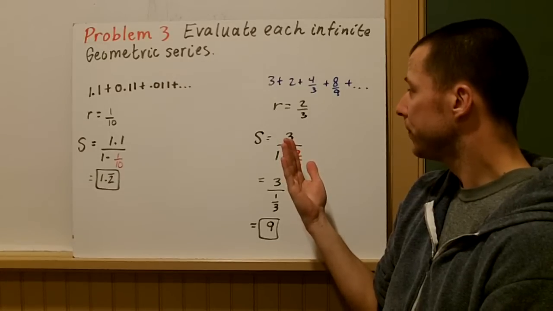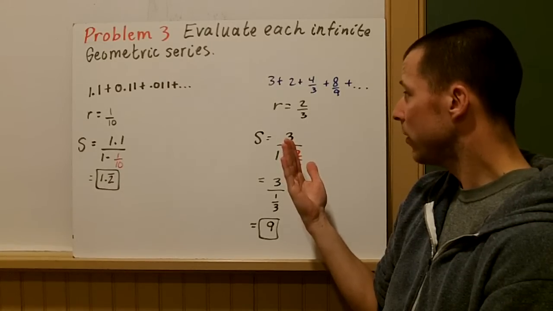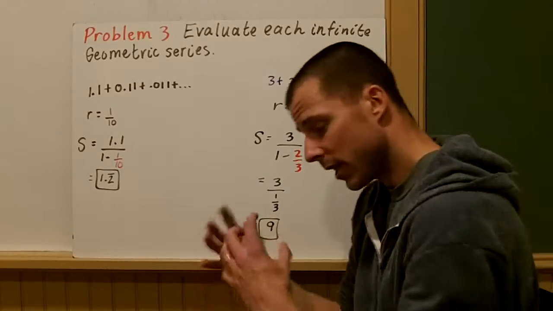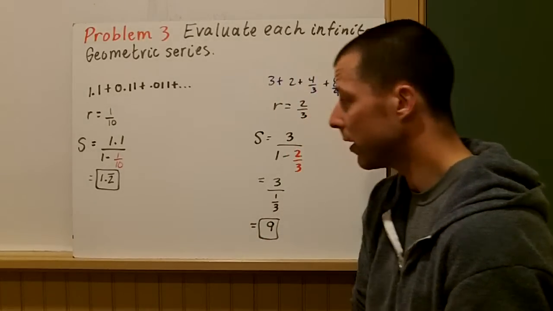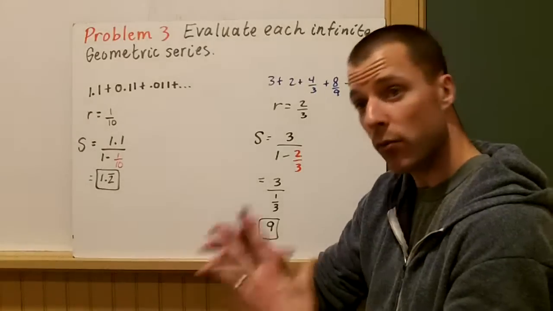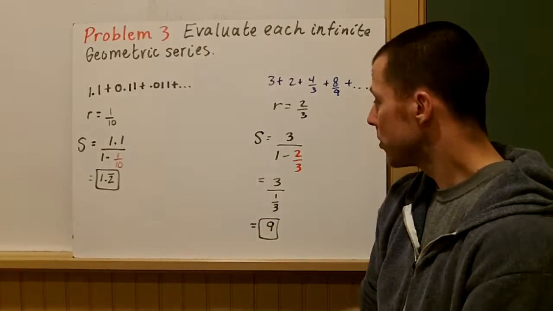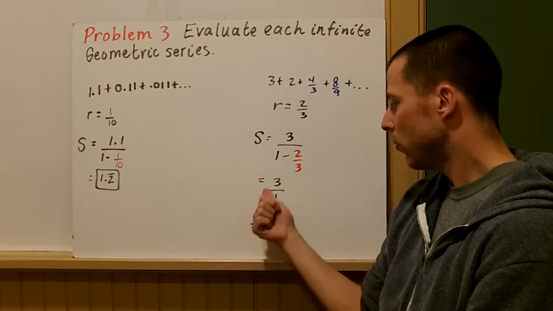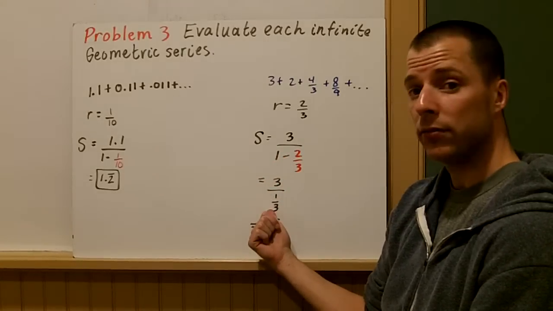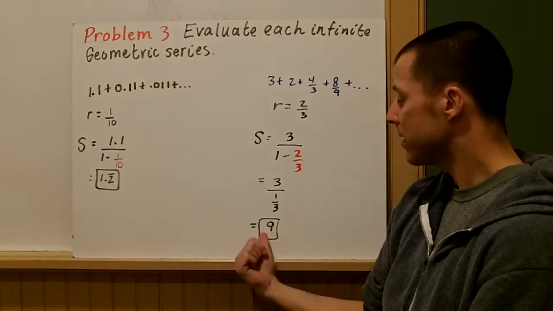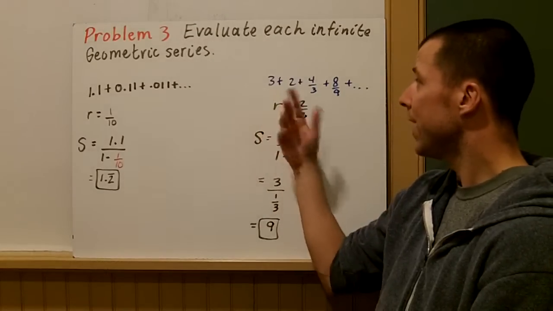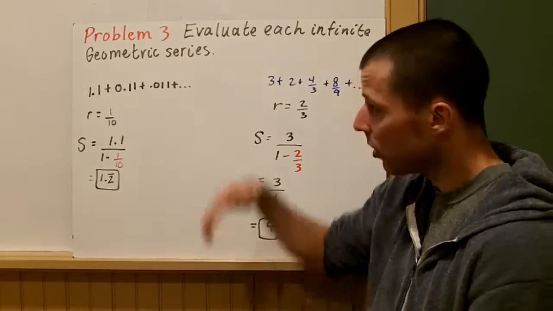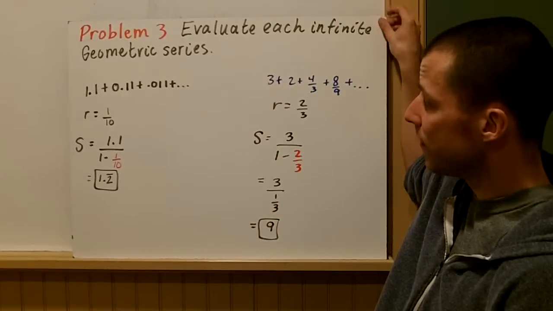Okay? Now, R is less than 1, so this converges, so we can get a sum. We're going to get a specific number for our area, or not our area, excuse me, for the sum. So, first term divided by 1 minus R. Well, 3 divided by a third is just 9. So that is the sum of that infinite geometric series. Okay, it's going to get very, very close to a specific value.